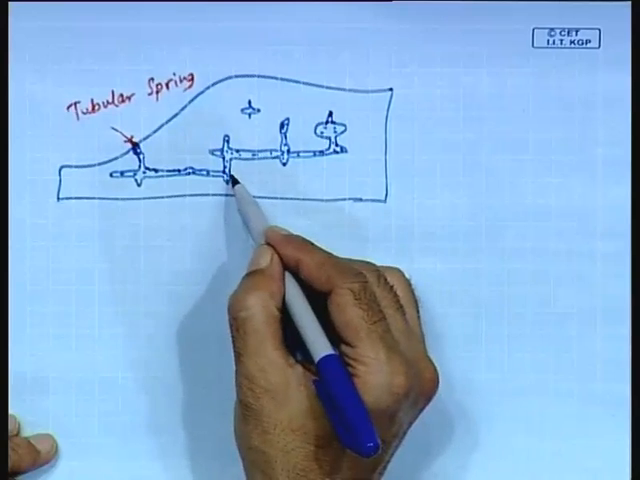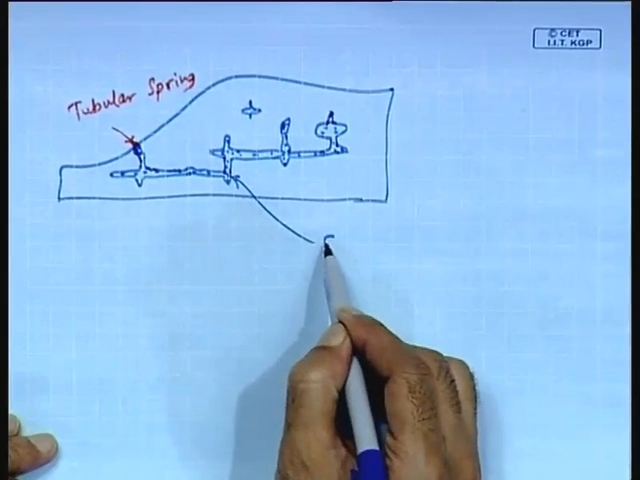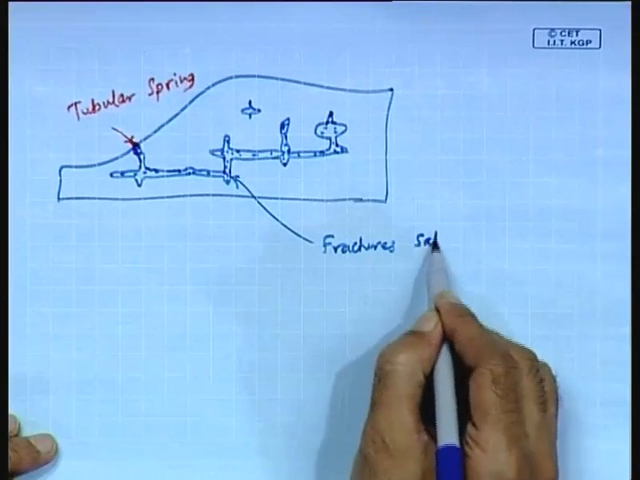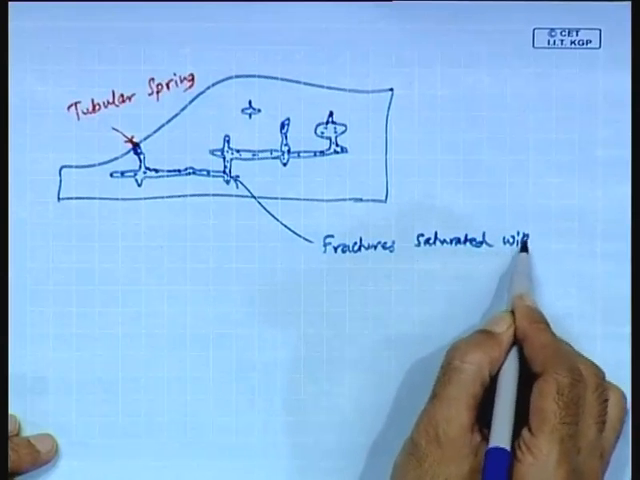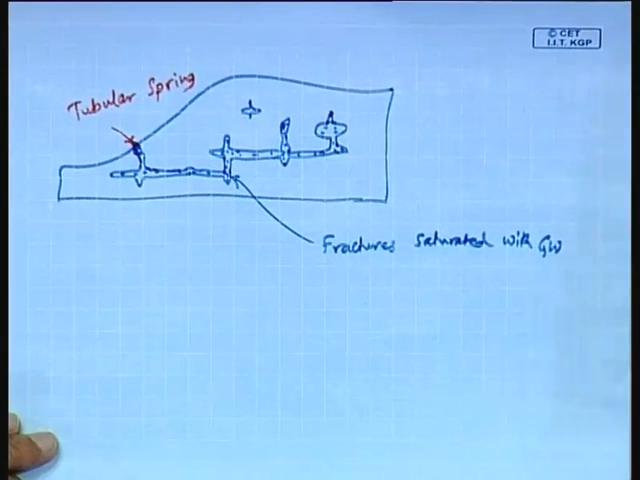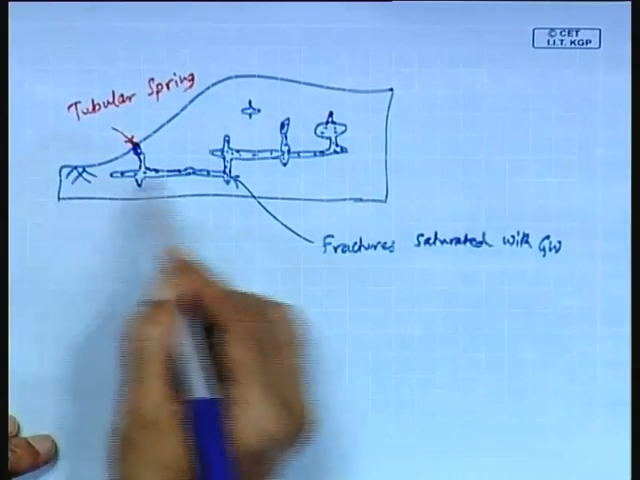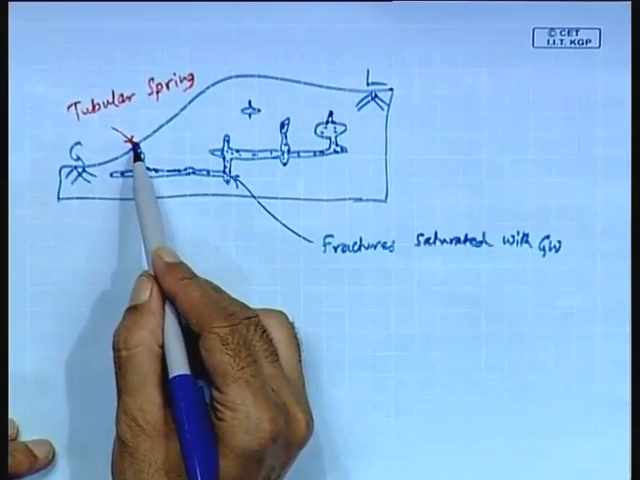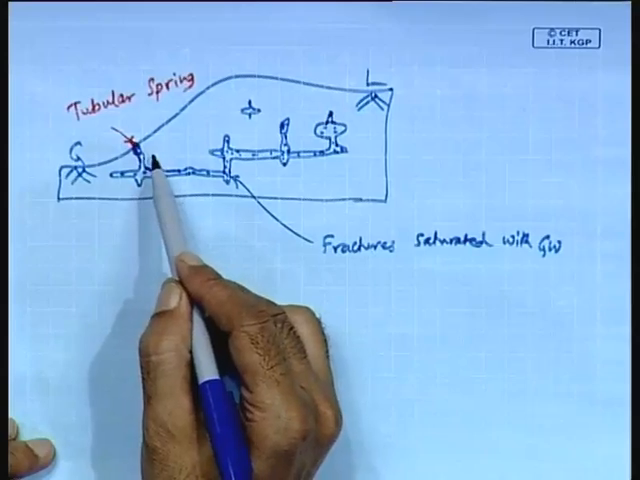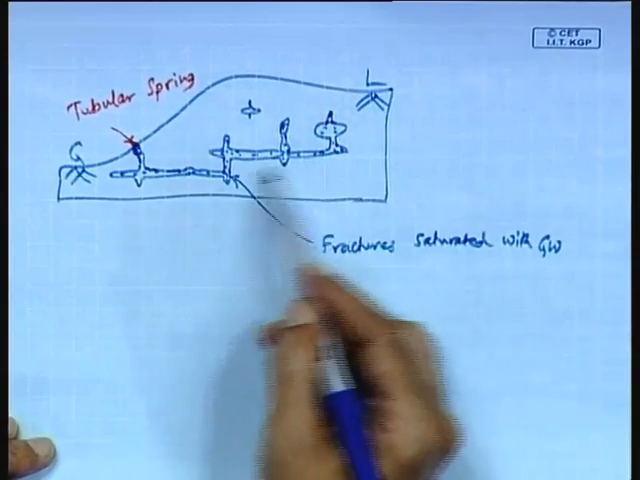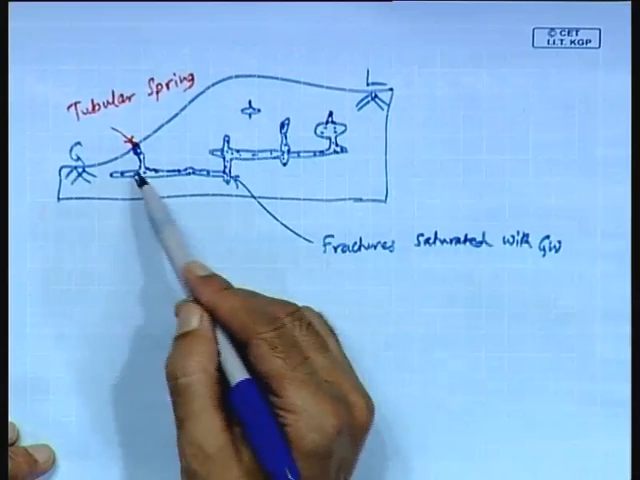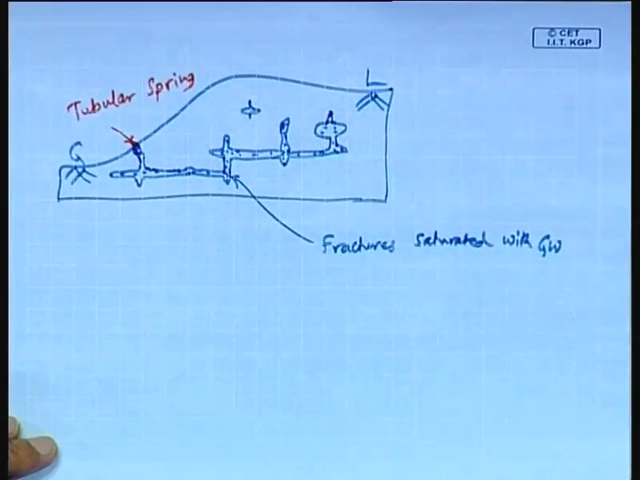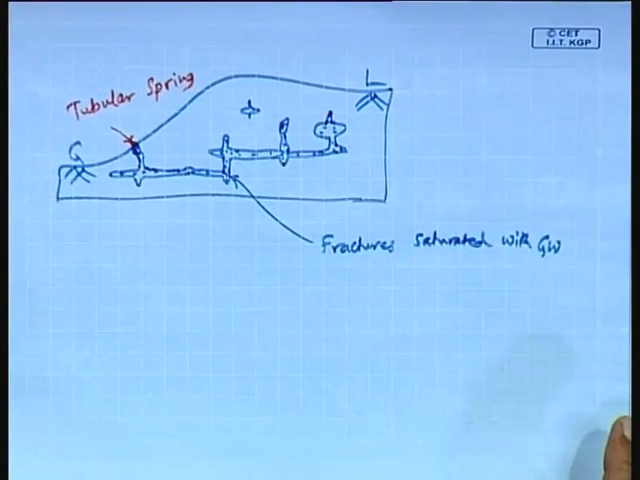And here you can say, so these are the fractures saturated with groundwater, and of course, so this is the ground level. Because here the fracture continues up to the ground, and then the groundwater stored in these fractures, the level of groundwater stored in these fractures is above the level of tubular spring. So the water gushes out as a spring. So these are the four types of springs.